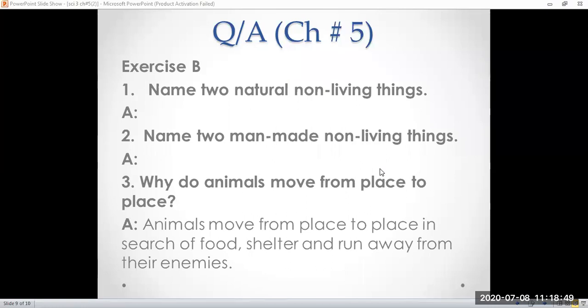I will check it. I have done the question answers. Name a natural non-living thing. Okay, moon, okay, and star. Azan, okay.